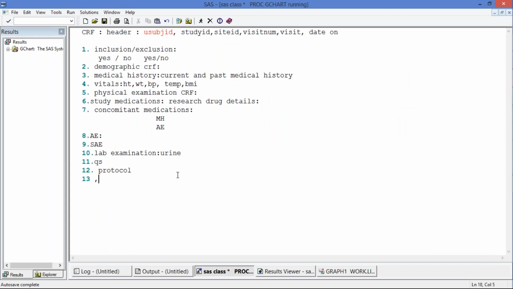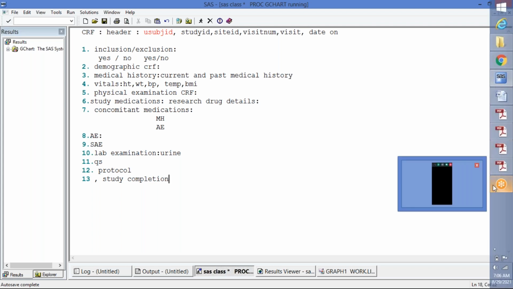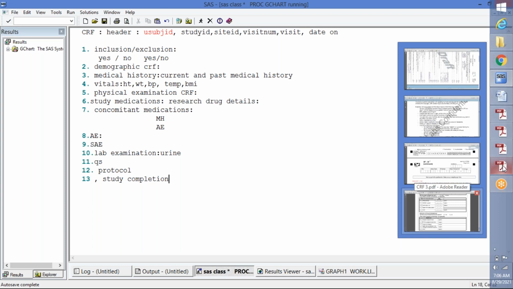13. Study completion. The last one is study completion, the study completion discharge form. So is the study completed as per the protocol? Or, that means the last day of the study. In fact, the discharge form. Okay, you can see here.